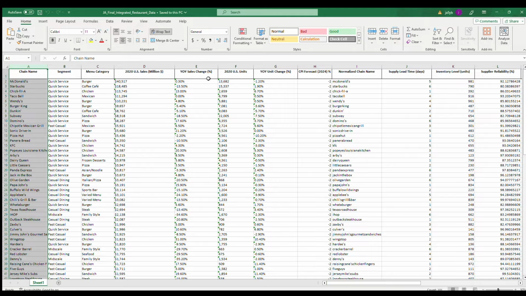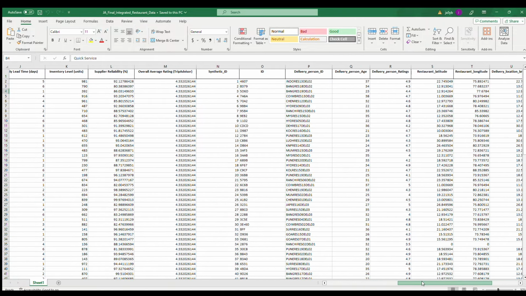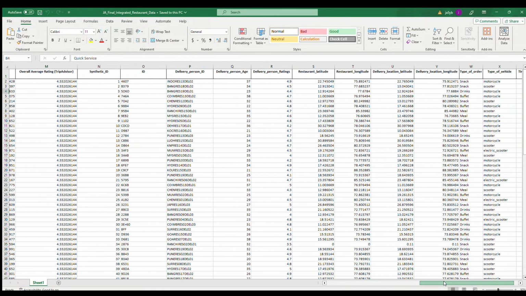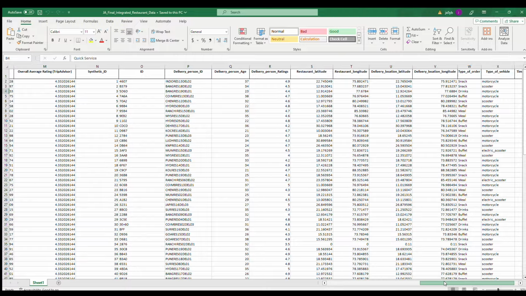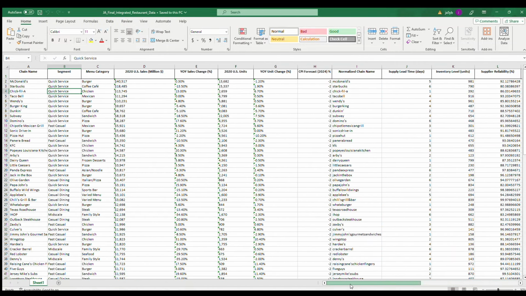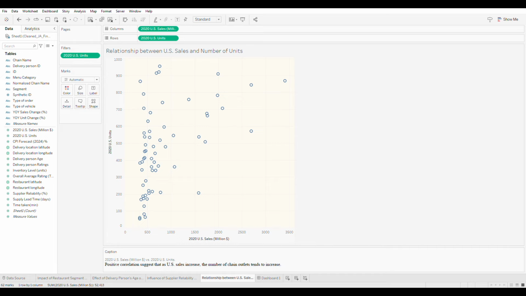Fourthly, we look at the relationship between the U.S. sales and the number of units. There is a positive correlation between U.S. sales and the number of outlets, which suggests that increasing the number of outlets could potentially enhance sales. The recommended action is to strategize for expansion in locations with high market potential and assess regional market saturation.